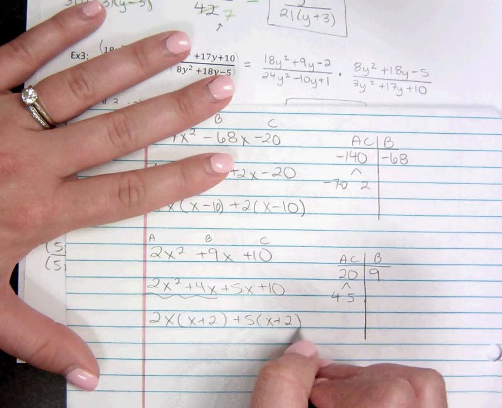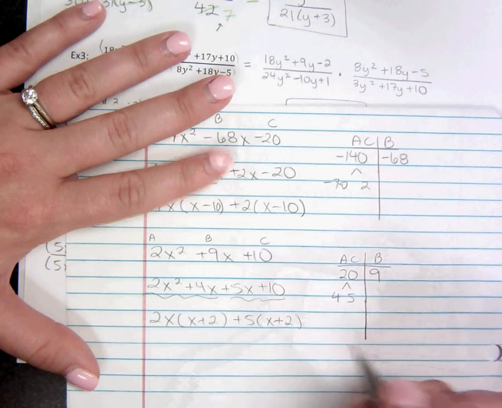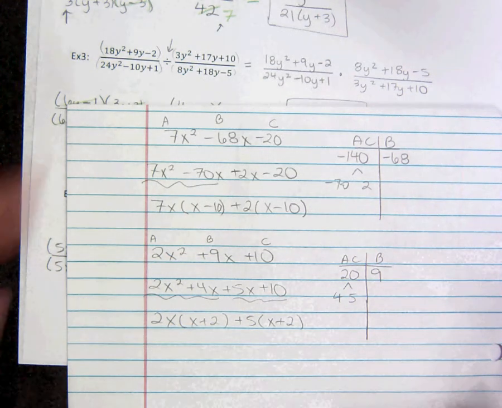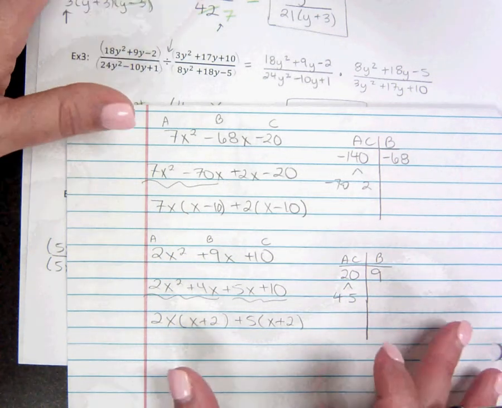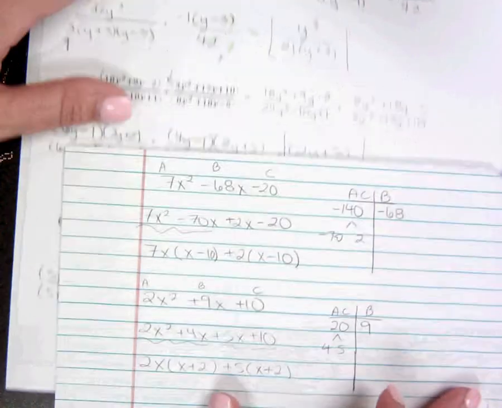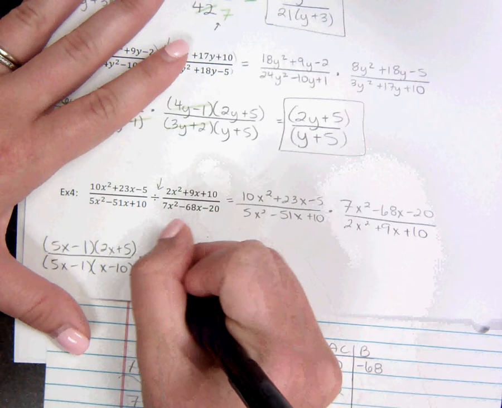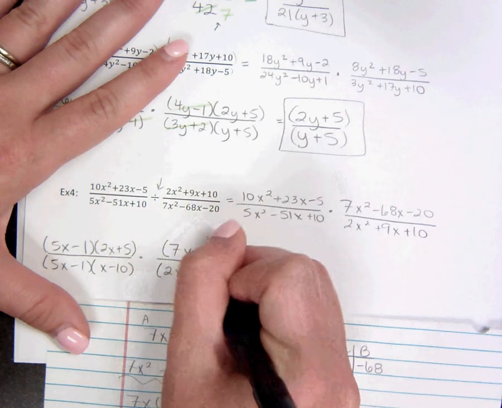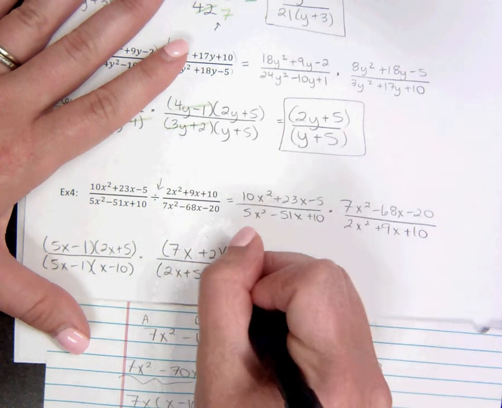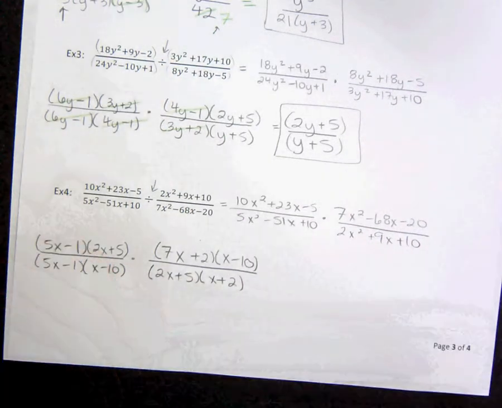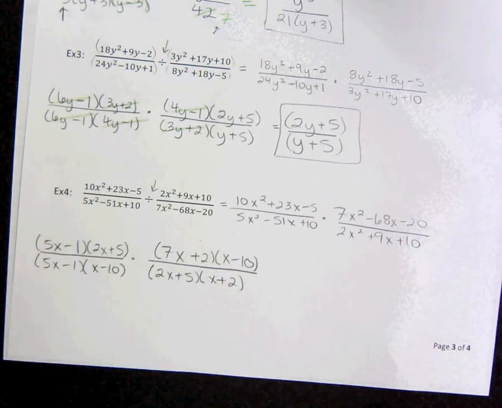This should be very methodical for you. You shouldn't get hung up on anything. You should be able to roll through all these steps without any hesitation. Maybe not as fast as I'm going, but at least being able to get it correctly. So the bottom of the second one factors into 2x plus 5 times x plus 2. Hard part's over. We have all that stuff factored.